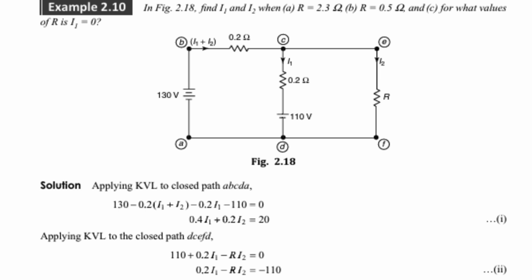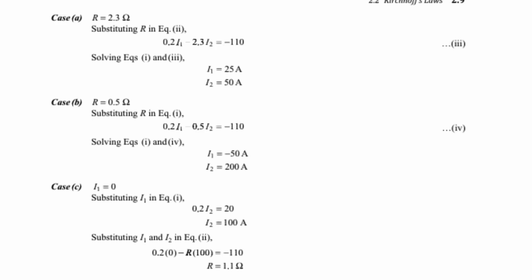Case A, R equals 2.3 ohms. Substituting R in EQ, 2. 0223 110 123.212 II 23 123 12 equals 2 I 2323 minus 3. Solving X, I, and 3. I. 1. 2. 25. 50. Equals. A.